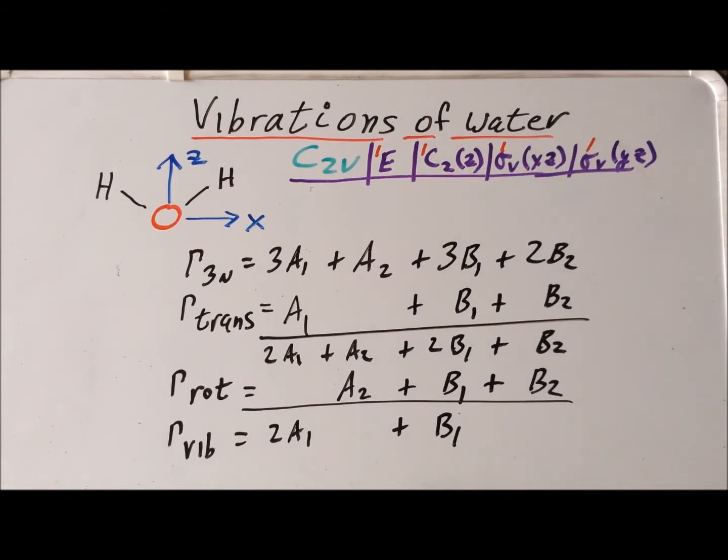So we see that we're left with two A1s and a B1. And we expect to have 3n minus 6 degrees of freedom for vibration. Water has 3 atoms, n is equal to 3. 9 minus 6 is equal to 3. So we have the correct number of vibrational degrees of freedom for water. In our next step, we will actually work out what the stretches and bends of water actually look like.